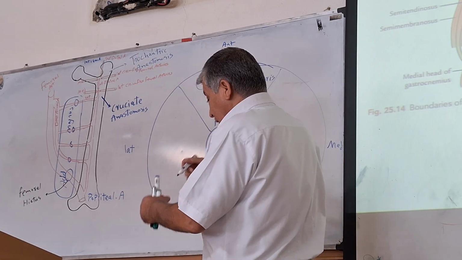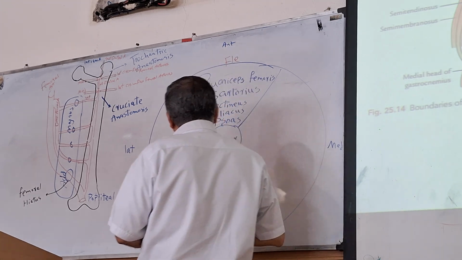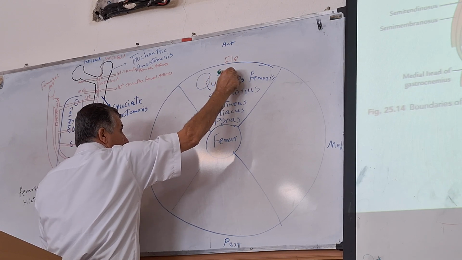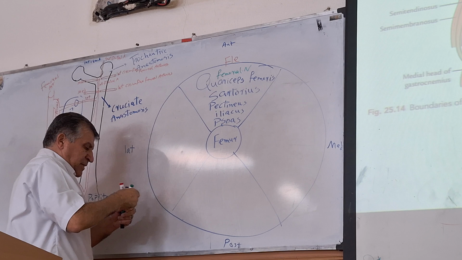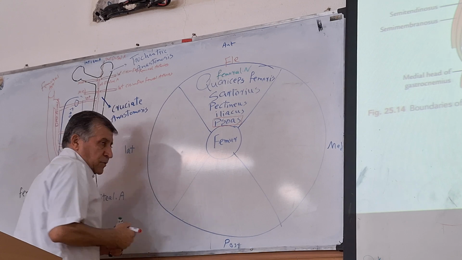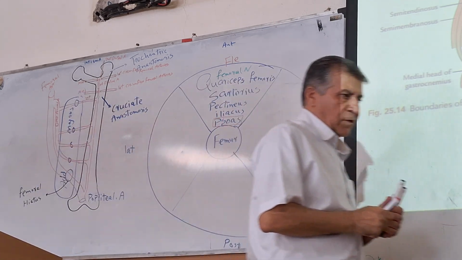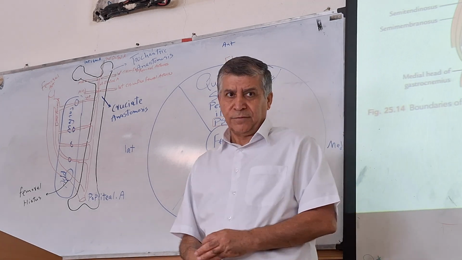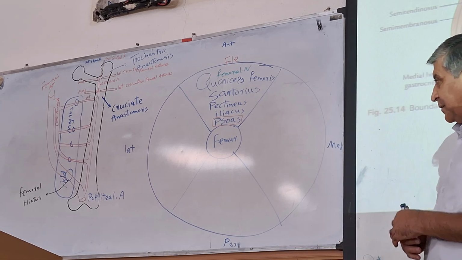And all of them are innervated by the femoral nerve, except psoas major. Psoas major is innervated directly by L2, L3, L4 because psoas major is attached to the axial skeleton.